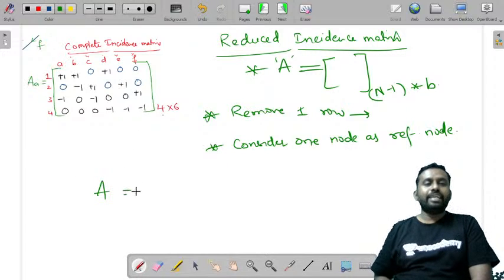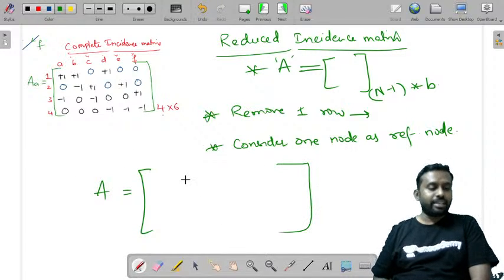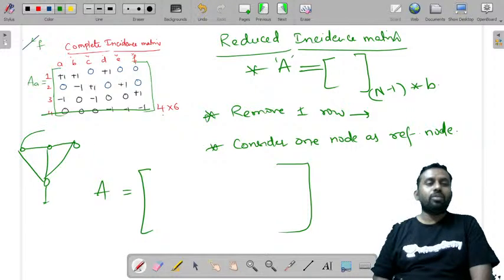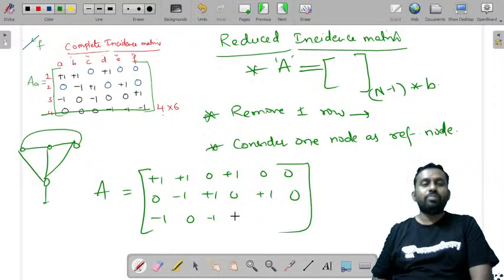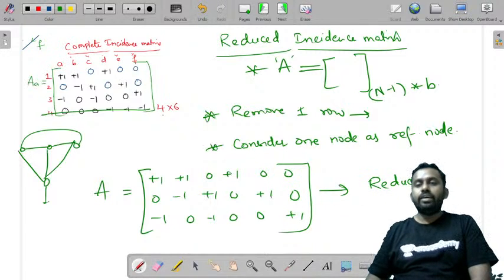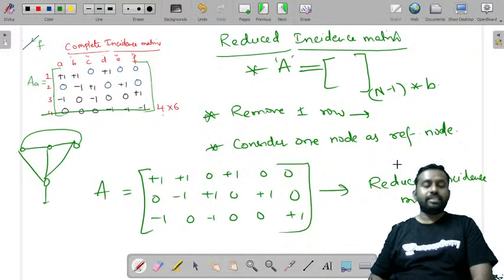So A is equal to any one row that you can consider as the reference node. I'll consider the fourth node as the reference node, because I'm assuming the graph is something like this and the fourth node is connected to ground. So I can eliminate it and write plus 1 plus 1. The rest of the values remain the same: 0 minus 1 plus 1, 0 plus 1 0 minus 1, 0 minus 1 0 0 plus 1. So this is called the reduced incidence matrix.